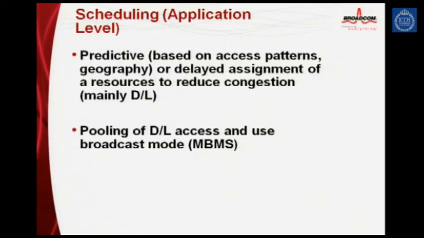So things like that, you can do very interesting things about delaying things or predicting things, by which you can actually spread the congestion on the network to try and avoid the peaks of congestion, mostly on a downlink. Or you can also do pooling of downlink access and use broadcast mode. So for example, if there's a cricket match in India and a lot of people look at the same thing, it can do some pooling by which it can put that kind of data on the broadcast mode, so people don't have to use individual access mode and use bandwidth.